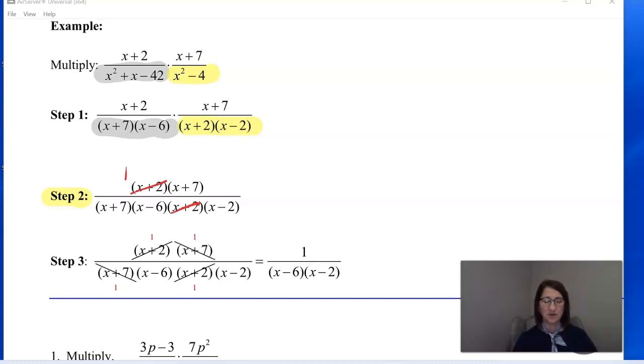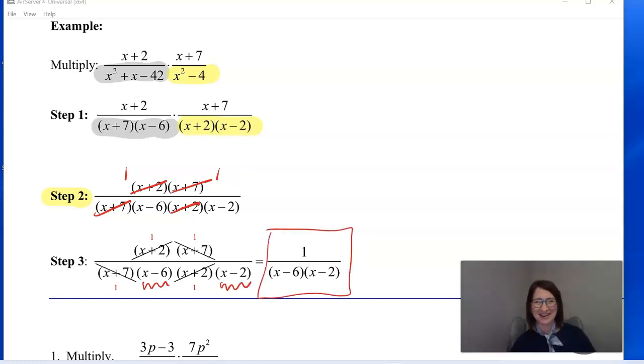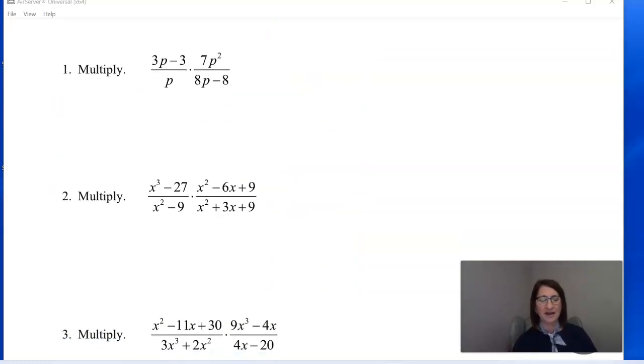X plus 2's, those equal 1. X plus 7's, those equal 1. So then everything that's left is 1 times 1. So we have a 1 in the numerator, and then we've got the x minus 6 and the x minus 2. We bring it over, there's our answer. Not so bad. Let's go ahead and look at this first example.